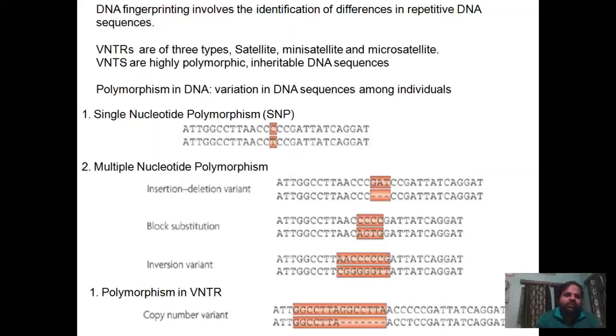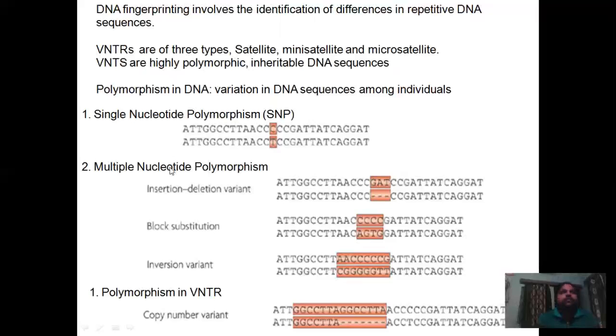The first polymorphism is SNP, single nucleotide polymorphism. Here we can see two DNA sequences of different individuals, and there is a change in nucleotide at a single position. Cytosine is present in one individual and thymine is present in another individual. This kind of variation in the DNA sequence is called a single nucleotide polymorphism.